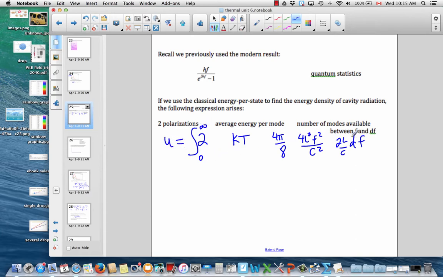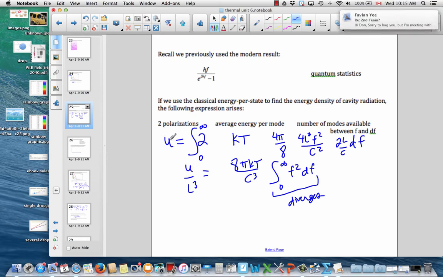Now notice again, we've got L squared times L, that's L cubed. We'll just bring that over to this side so that we now have an energy density on the left. And then we'll pull the constants out of the frequency integral. It's 8 pi kT over c cubed, c squared times c. And then our integral, we notice, we just get f squared df, which actually diverges. So classical theory runs into a problem. It says that a hot object should emit an infinite amount of energy, which clearly is wrong.